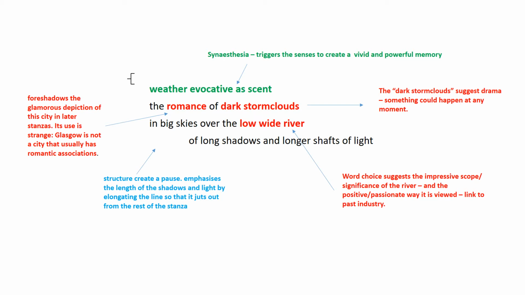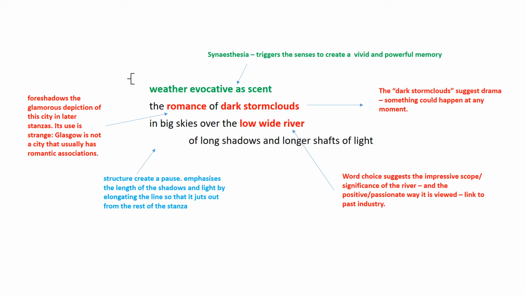And then we have the word choice of romance, which really foreshadows the glamorous depiction of the city in the later stanzas. It's quite strange to think of Glasgow as a romantic place. It's not something that we really have romantic associations with, and that's maybe that nostalgic idea coming in there. We then go to the idea of dark storm clouds. Really something dramatic is suggested in that, and in this picture that she's looking at, it's as if anything could happen at any moment, which adds a lot of excitement and a lot of drama to the poem.